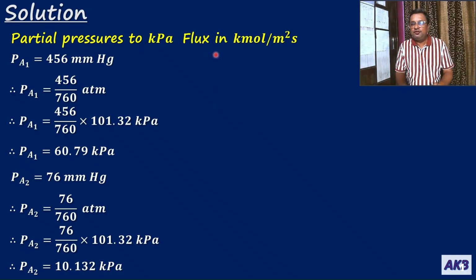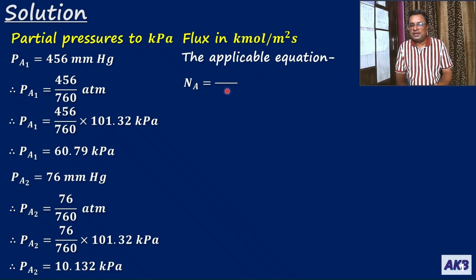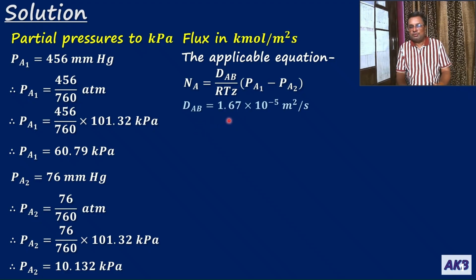Next, let us find flux in kilomole per meter square per second. For that, we know the applicable equation for equimolal counter diffusion is Na is equal to DAB upon RTZ into PA1 minus PA2. DAB is 1.67 into 10 to the power minus 5 meter square per second. It is given to us.